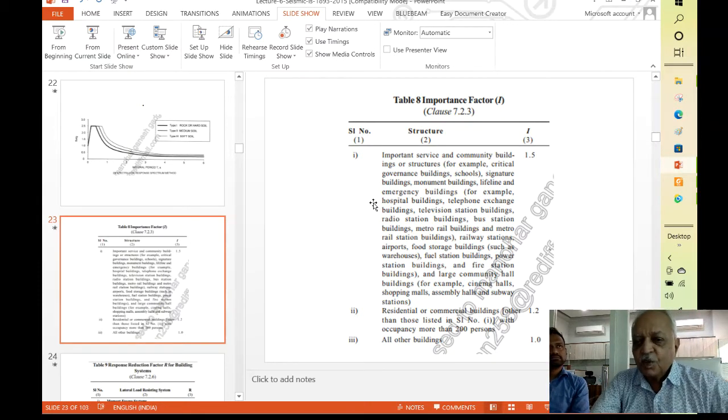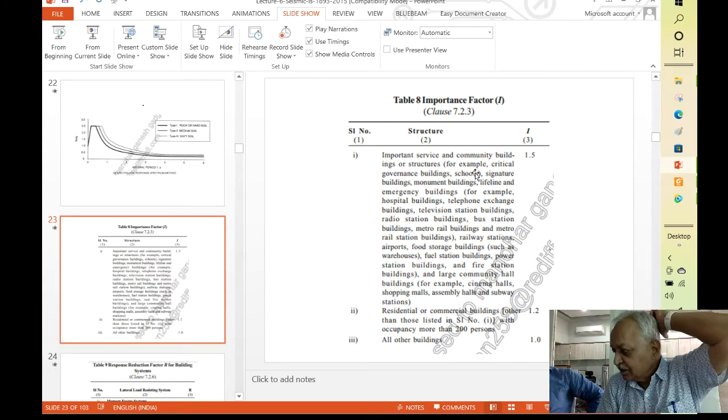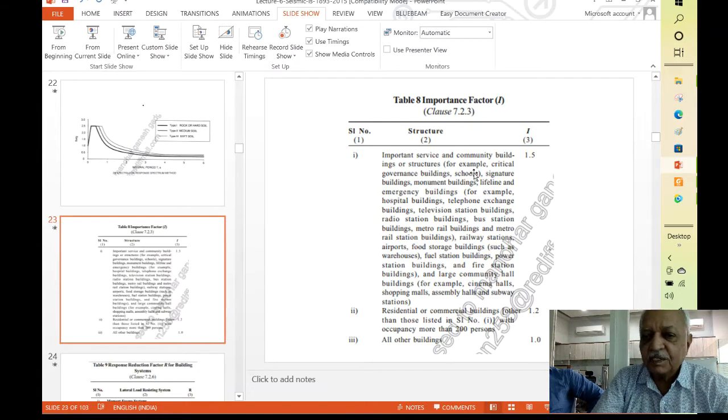For importance factor, the code has given 3 values. In the latest revision, for most of the buildings it is 1. For residential or commercial buildings other than those given over here, it is 1.2. And for important buildings, or where there is an assembly or a large population stationed, or lifeline structures like your powerhouse or dams, power generation stations, or hospitals, where these structures are definitely required after the earthquake when there are casualties and so on, all those structures have a larger importance factor of 1.5.